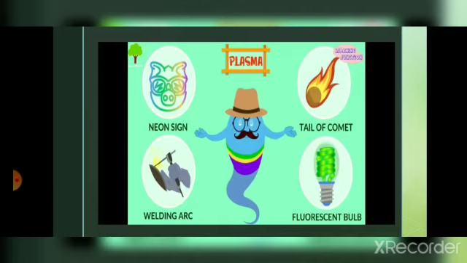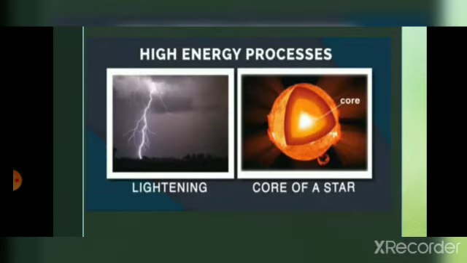The gas which is present inside the tubes and bulbs is an inert gas. When electricity is passed through it, the gas gets ionized and charged. The charging up creates a glowing plasma inside the tube or bulb, and this produces a characteristic color depending on the nature of the gas. Lightning in nature and the core of the stars also consist of plasma.